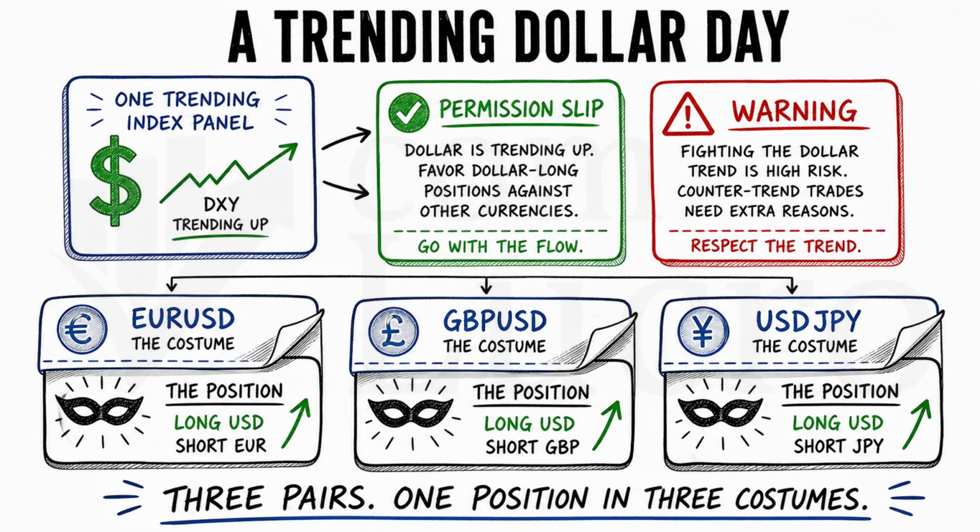If the dollar is clearly trending, you get a permission slip and a warning in the same breath. The permission slip is that you can pick whichever pair expresses that dollar move most cleanly. The warning comes straight from last video. On a trending dollar day, everything on your screen is the same trade. 3 dollar pairs is one position wearing 3 costumes.